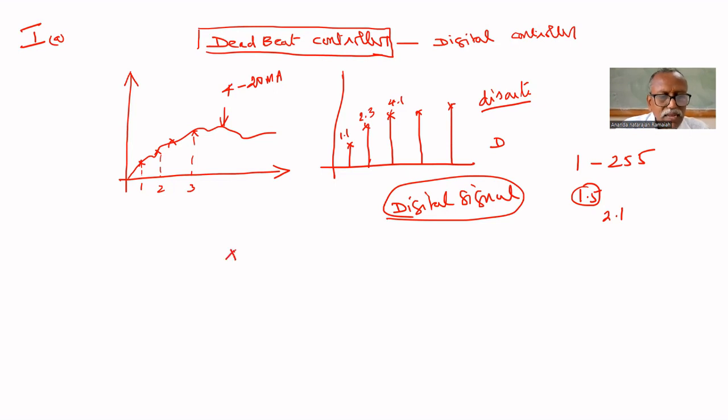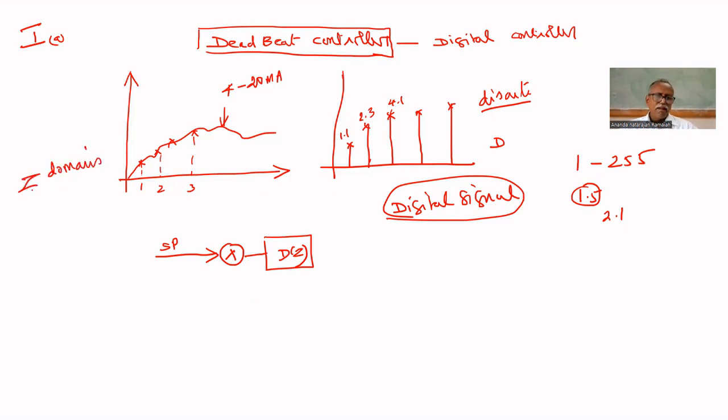For example, if you consider a digital control system, you will have a digital controller, D of Z. It is in the Z domain. Continuous systems we study in the S domain. The frequency domain for continuous signals is the S domain, and for discrete signals it is the Z domain.